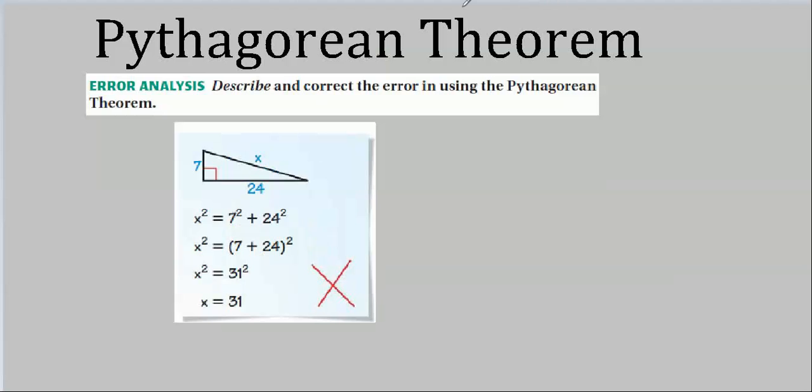Okay, here's a similar one where, let's see here, the Pythagorean Theorem is certainly set up right. x squared is the hypotenuse, x squared equals 7 squared plus 24 squared. And 7 squared plus 24 squared equals 7 plus 24 quantity squared. And that's not right. You definitely can't do this. This does not equal this.